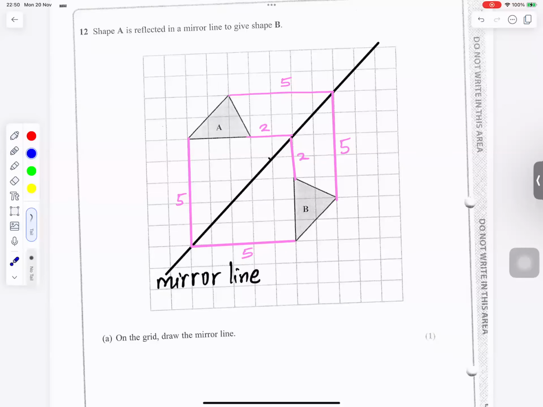On the grid, draw the mirror line. So if we have the object there and another object there, where A is reflected in a mirror line to give B. So you go 2 to the mirror and 2 to B. 5 to the mirror and 5 to B. So that's the mirror line in black there.